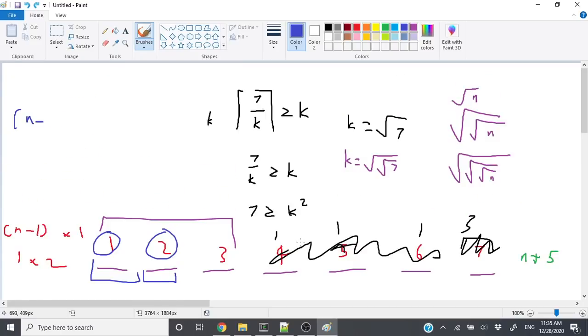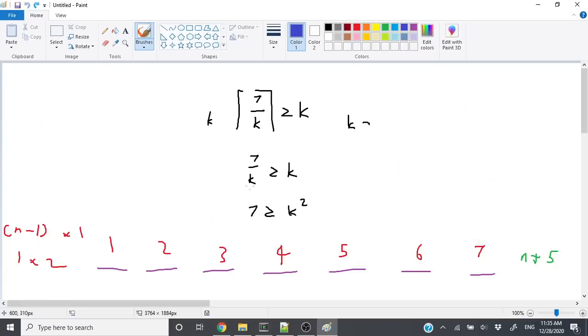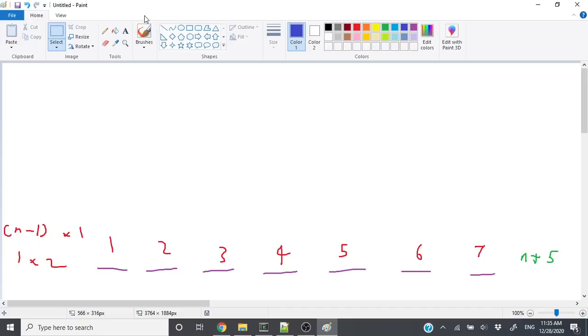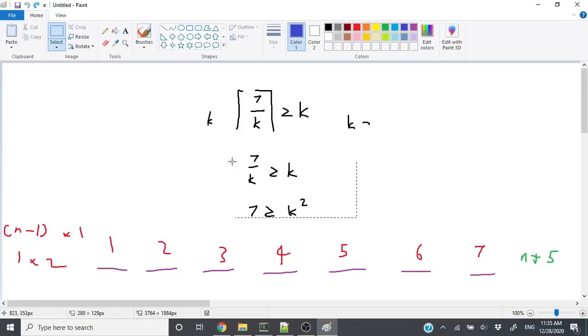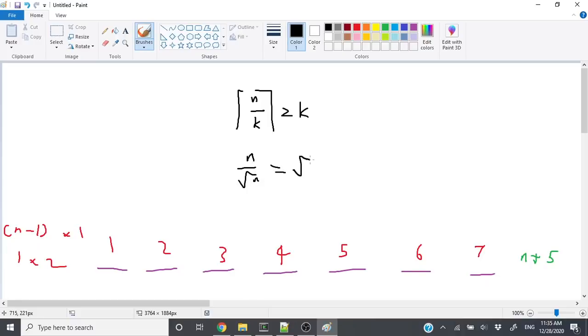So I get rid of as many scribbles as I can. That's fine. So we pick some value k such that n over k is greater than or equal to k, which means that k is around square root n. Then we divide by that, and we get n over square root n, which of course just becomes square root n.